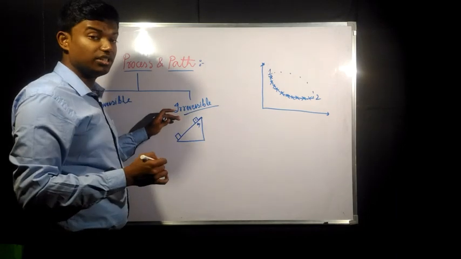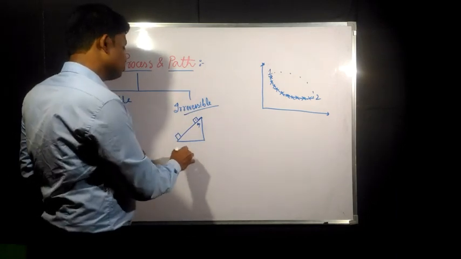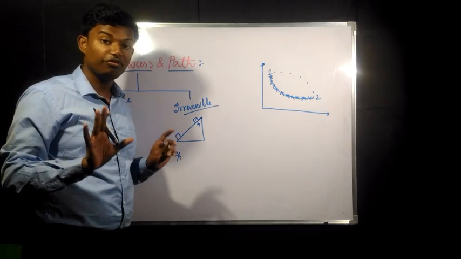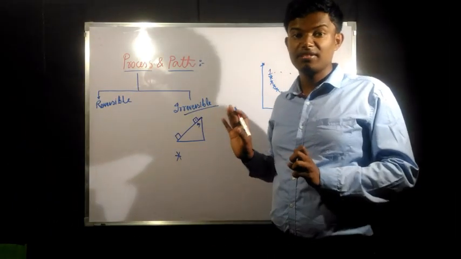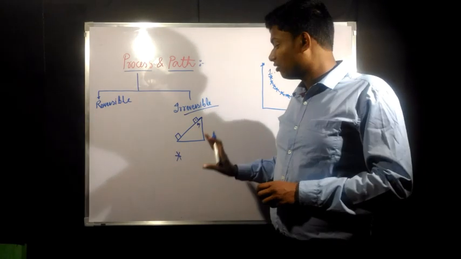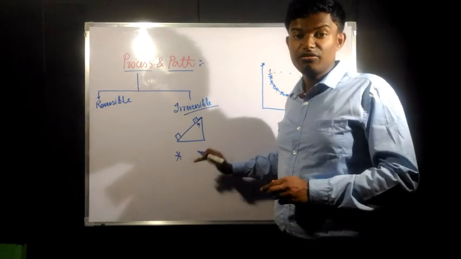So for this we need to remember that friction is going to be the sole reason of irreversibility. If a system is irreversible, that means there is some friction. Okay, friction is the sole reason of irreversibility.